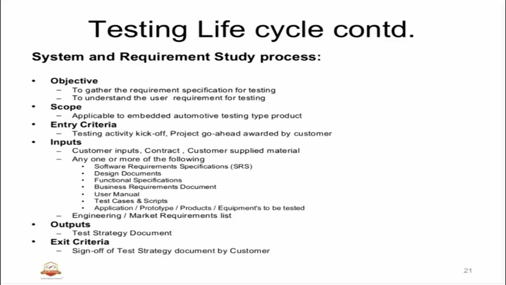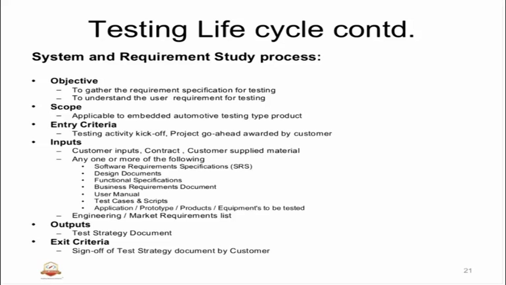And this test strategy has to be signed off by the customer if it is customer driven, or some authority who is going to approve it. For him, the test team or whoever has done the study process has to submit the strategy and he will review and approve it. So that is the exit criteria. So once again, we have the objective of this system and requirement study process. We will gather the requirement, we will understand what the system is, and the scope is to test it, or a testing type of product.